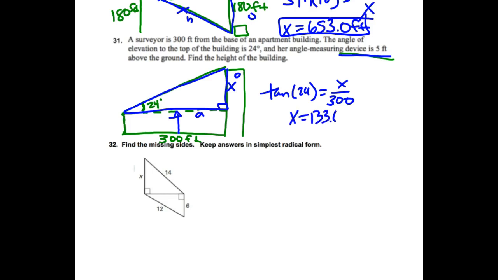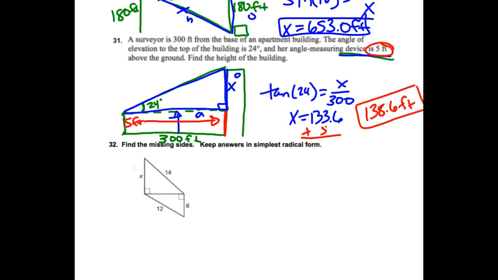Now, that's not the actual height of my building if I'm looking. That's just this blue line. So what I need to think about is what is this red line? Because together they make the whole height. Well, I'm told the measuring device is 5 feet above the ground. So this here would have been 5 feet, which I can bring over to here as well. So what I want to do then is take this and add 5 to it. And then I end up with 138.6 feet for the actual height of my building.